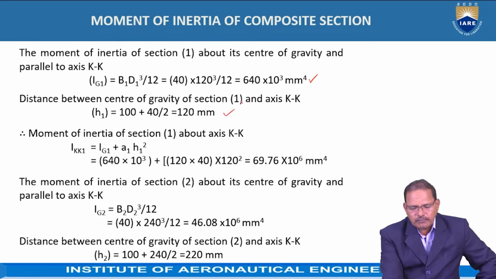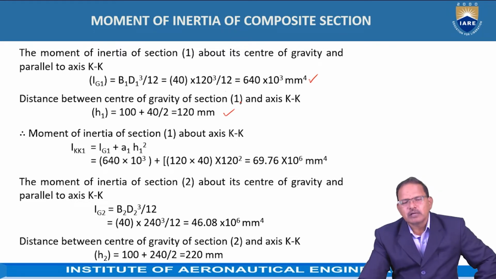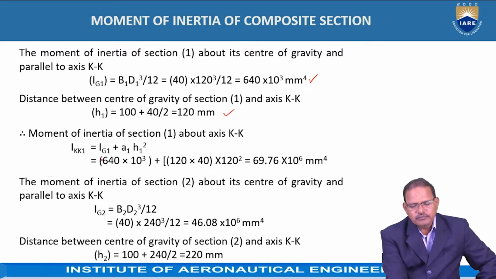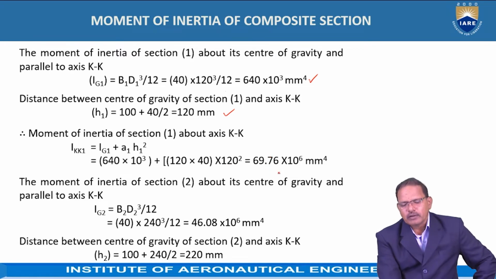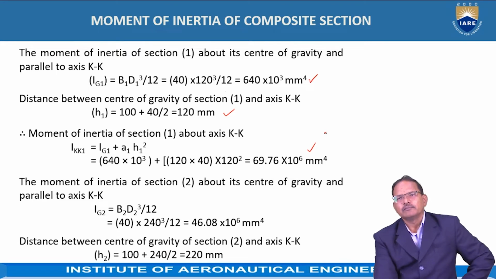That is 120 mm. The moment of inertia of the first section about the axis KK, by using the parallel axis theorem, I_KK1 is equal to I_G1 plus A1 H1 square. That I_G1 is equal to how much value we got? 640 into 10 to the power of 3, plus A1, which is area, is equal to 120 into 40, the distance between the two parallel axes is equal to 120 square, which is equal to 69.76 into 10 to the power of 6 mm to the power of 4.